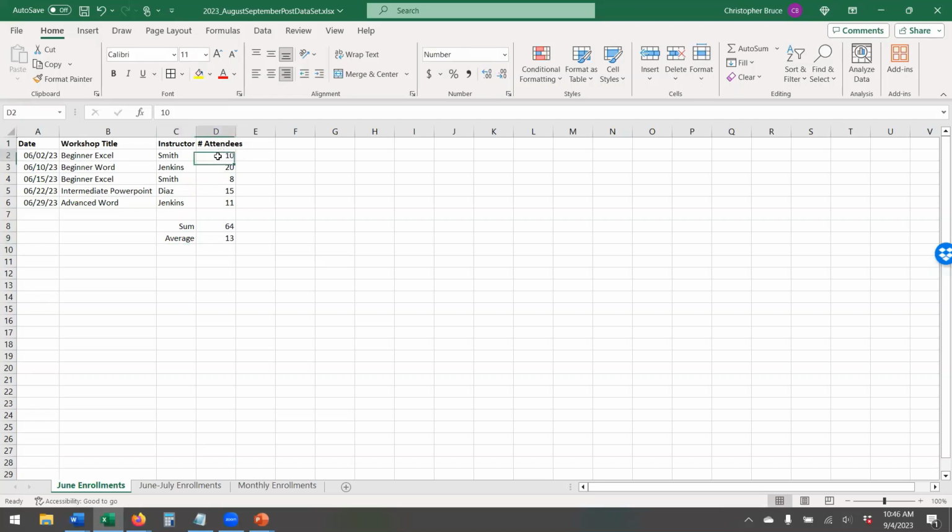So what the average does is it takes all of the values in any given data set and totals them up. So the total is 64, and then it divides that by the number of values in the data set. The total number of people registered for our classes was 64, and we offered 5 classes: 1, 2, 3, 4, 5. So we would take 64 and divide it by the number of values, which is 5, and we get 13. So that's how the average is calculated. You total up all the values and divide by the number of values to get the average.